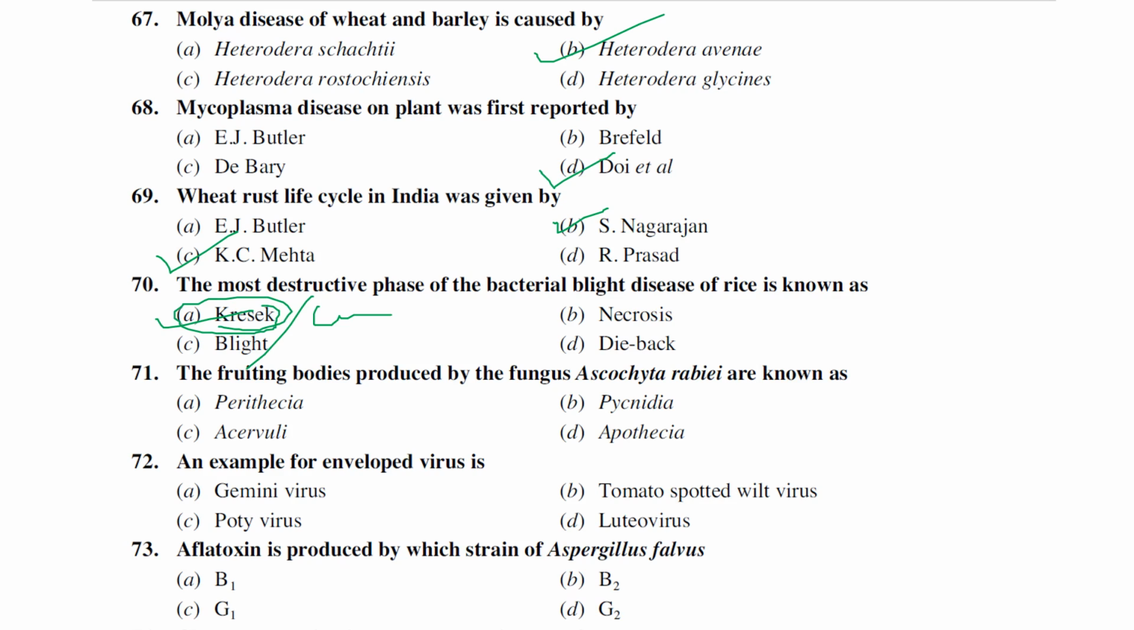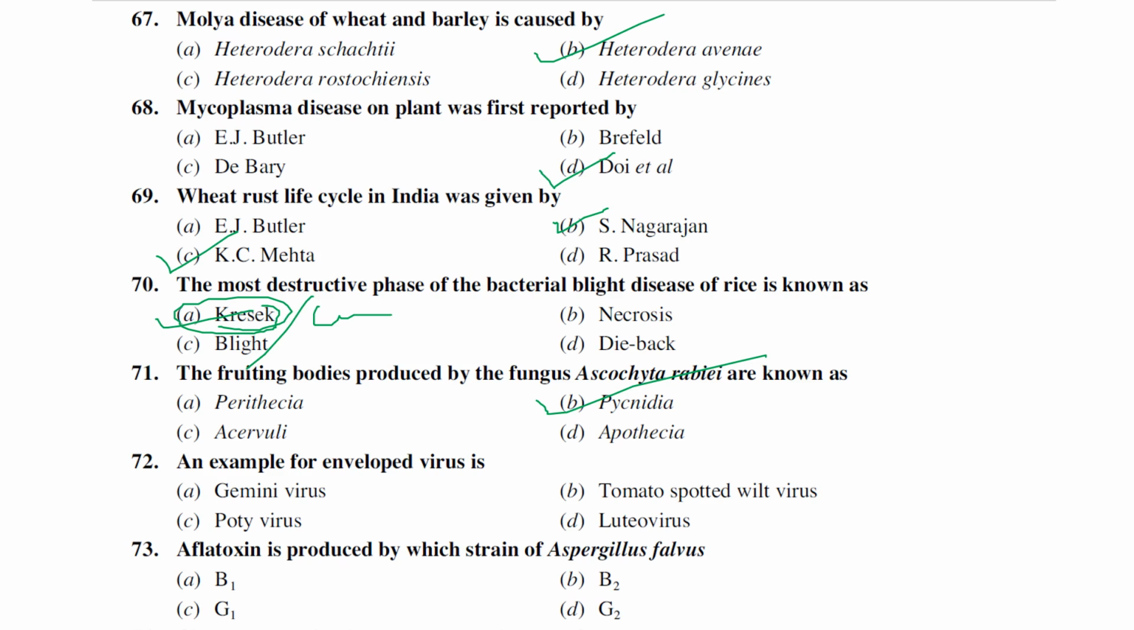The next one: the fruiting bodies produced by the fungus Ascochyta rabiei are known as... I think in the previous ones also we have seen different kinds of fruiting bodies. Generally this Ascochyta rabiei produces pycnidia.